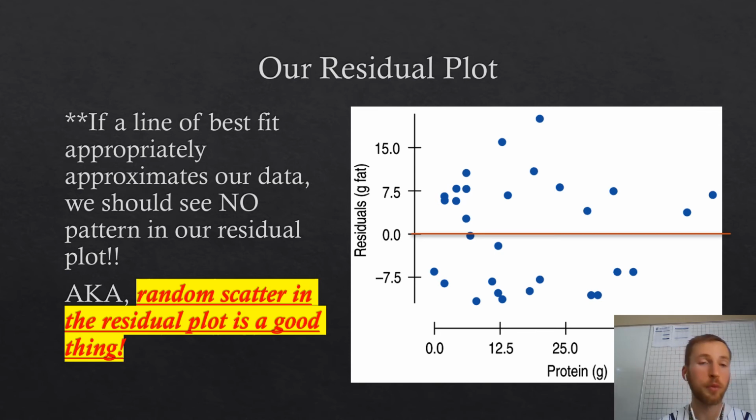So one thing that's really important to realize is that if a line of best fit appropriately approximates our data, we should see no pattern in our residual plot, okay? In other words, random scatter in a residual plot is a good thing, okay? So oftentimes on the AP exam, they will ask you, based on the residual plot, is our line of best fit appropriate? Well, if you don't see any distinguishable pattern within our residual plot, that would indicate that yes, it is a good fitting model.